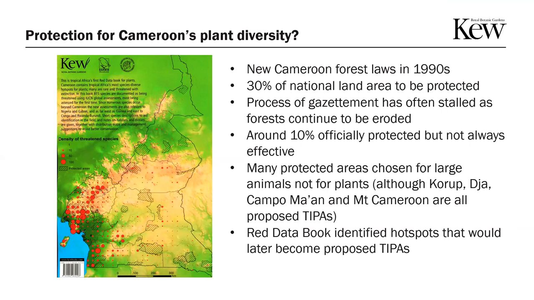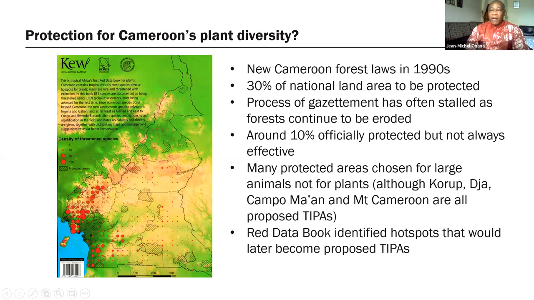What about protection for Cameroon's plant diversity? Cameroon is party to the CBD. Cameroon Forest Law voted in 1994 says that at least 30% of national land area is to be protected. And in fact, around 30% are officially protected in accordance with our NBSAP. Many protected areas were chosen for large animals, but not for plants. But now there are national parks and all are proposed TIPAs. The Red Data Book identified hotspots that would later become proposed TIPAs.